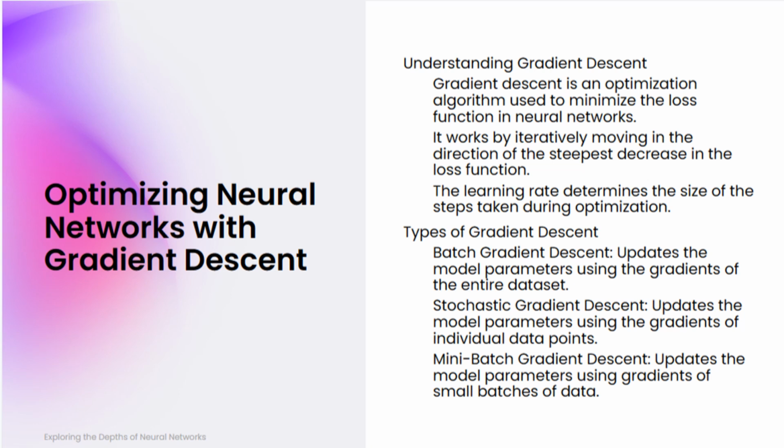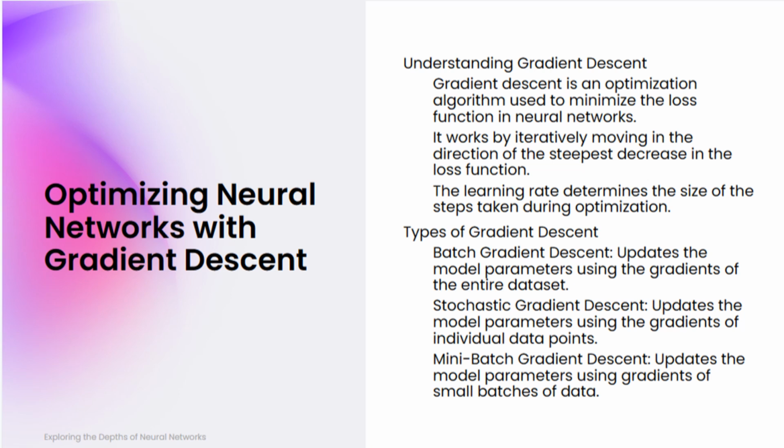Gradient descent is an optimization algorithm used to minimize the loss function in neural networks. It's an algorithm that allows us to minimize that loss to make a better prediction on the data that we have been training on. It works by iteratively moving in the direction of the steepest decrease in the loss function.